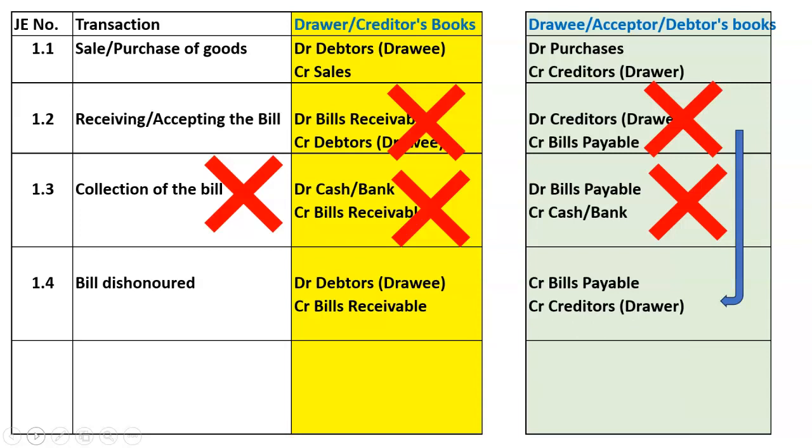After passing the dishonor bill entries, the original position of both the parties for credit sale and purchase has been restored as the bill of exchange never existed. This mirrors the situation recorded in entry number 1.1.